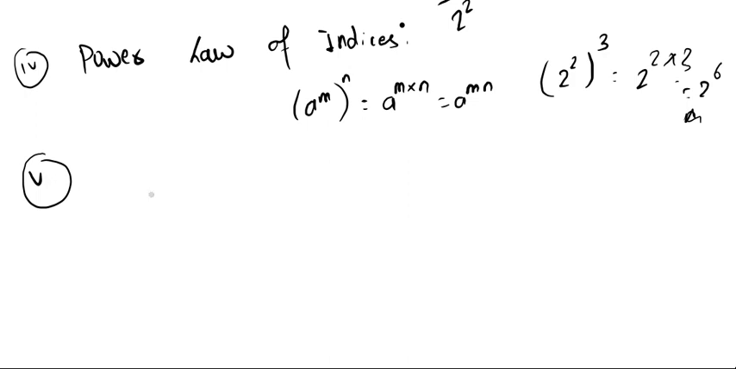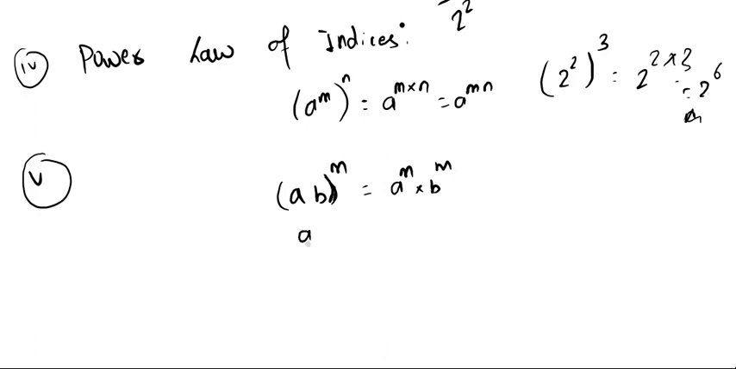Rule number 5 is the law of zero index, but I think I forgot to clear something more on this power law of indices. Suppose I have any two algebraic terms a and b, and the whole power of these two algebraic terms is m. This means m will be the power of a also, and m will be the power of b also. Why? Because there is a bracket given over here. There is a bracket, that means m is the exponent of both, so our answer will be a power m into b power m. Okay, so this is how it works.